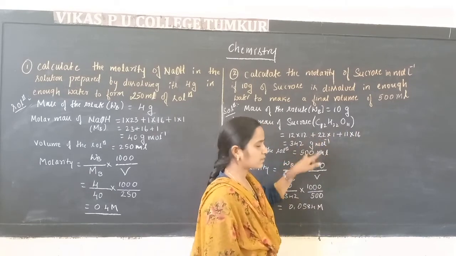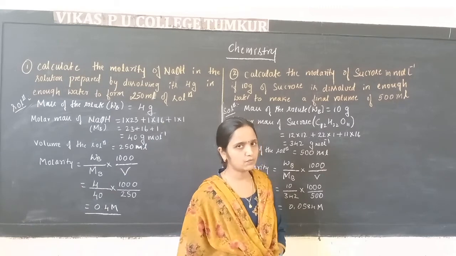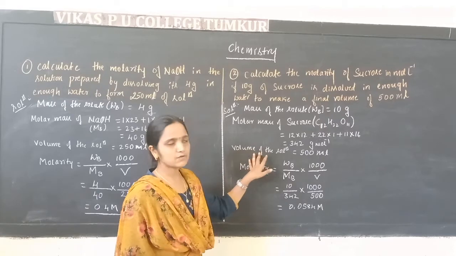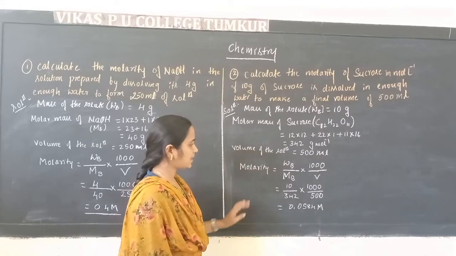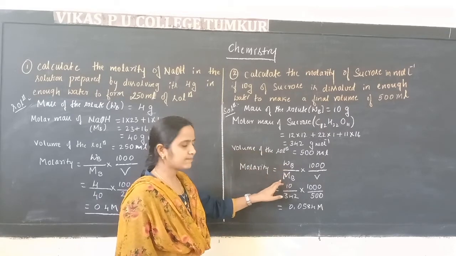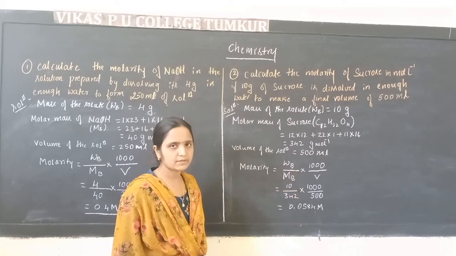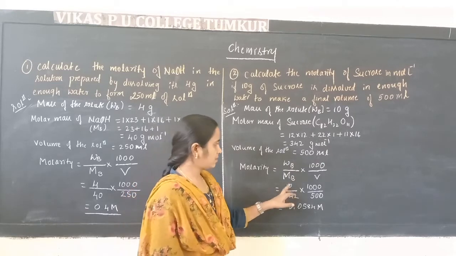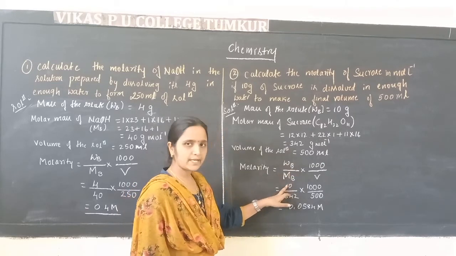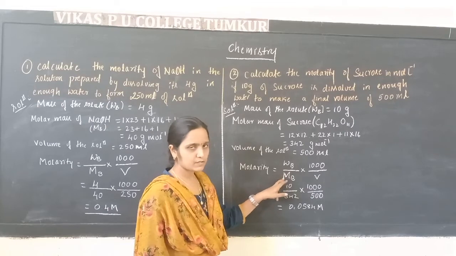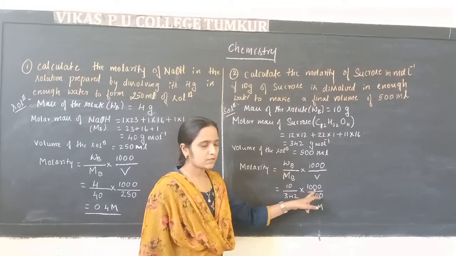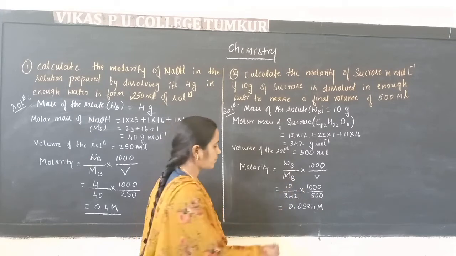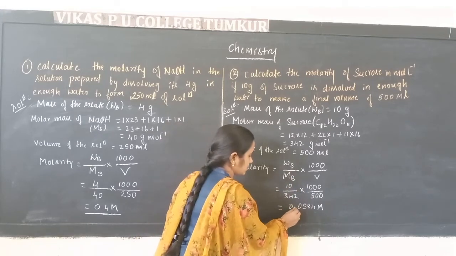On calculating this, we are going to get 342. Then the volume of the solution is given as 500 ml. Then molarity is equal to WB divided by MB into 1000 divided by V. Therefore, mass of the solute is 10, molar mass of the solute is 342, into 1000 divided by 500.